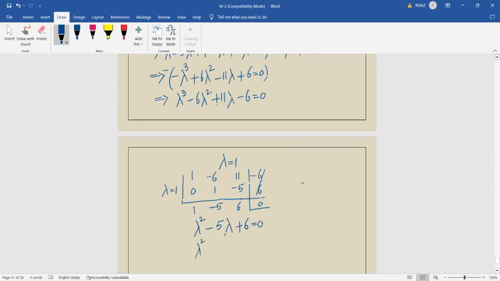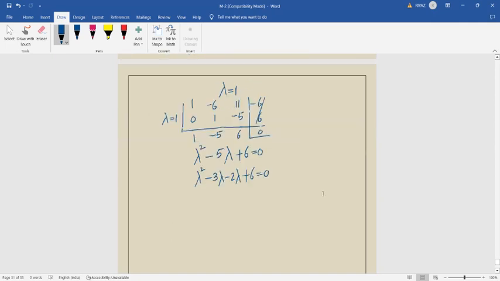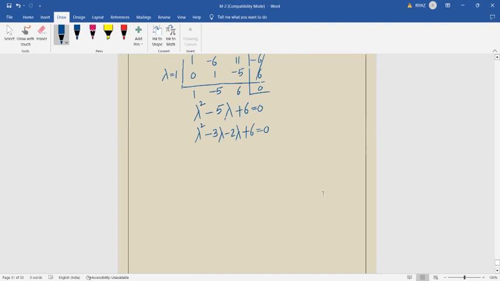Lambda square minus 3 lambda minus 2 lambda plus 6 equal to 0. If you take lambda common, then lambda minus 3 is left off. Second, you take minus 2 common, that's minus 3. Lambda minus 3 will be repeated here. So then left off is lambda minus 2 equal to 0. So once already we got one lambda value as 1 here.